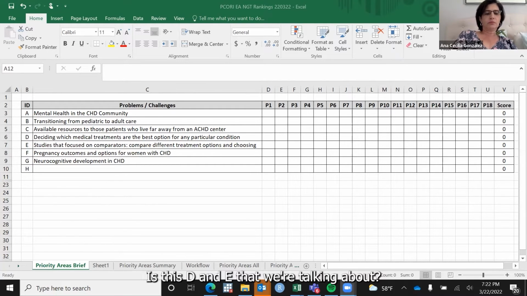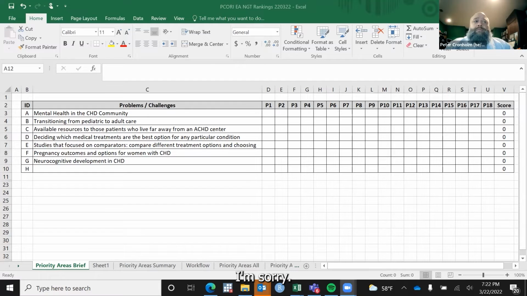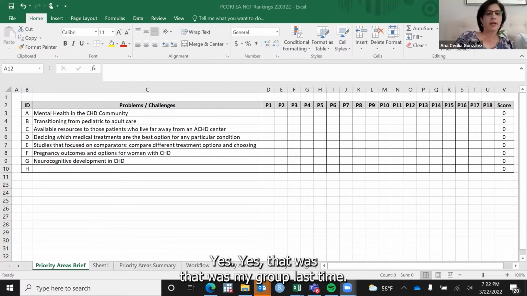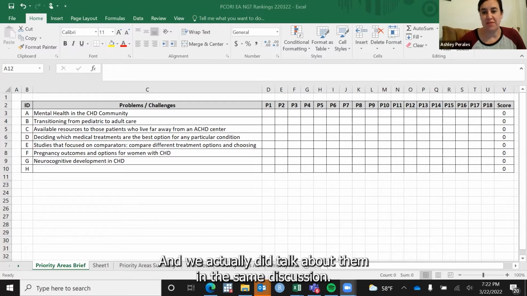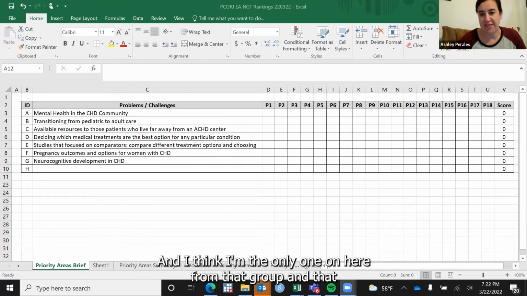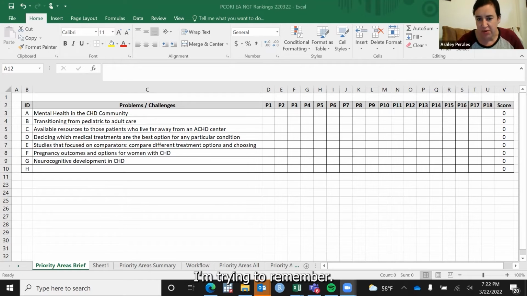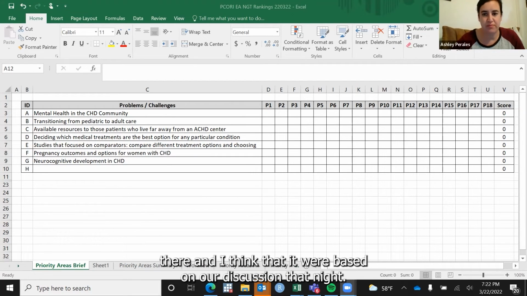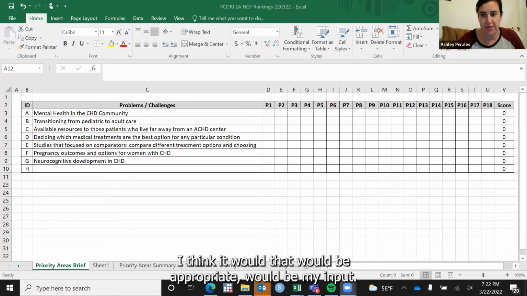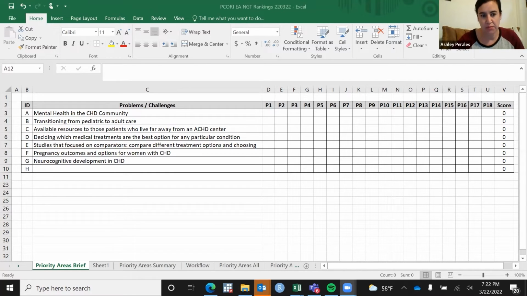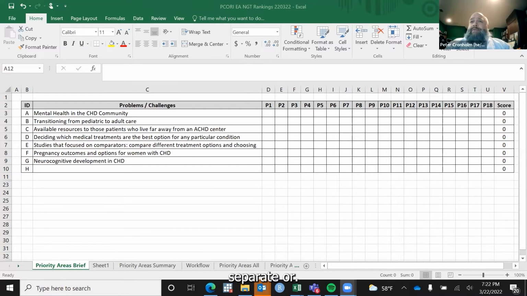Okay. Is this D and E that we're talking about? Yes. Okay, so that was my group last time, and we actually did talk about them in the same discussion. And I think I'm the only one on here from that group. Based on our discussion that night, I think that would be appropriate. That would be my input. Okay. I agree. Anybody feel like they ought to be kept separate?